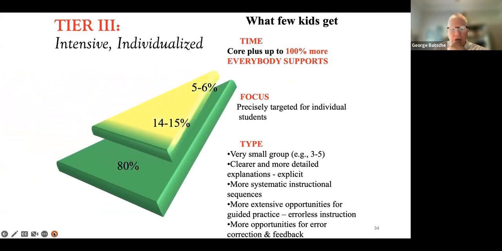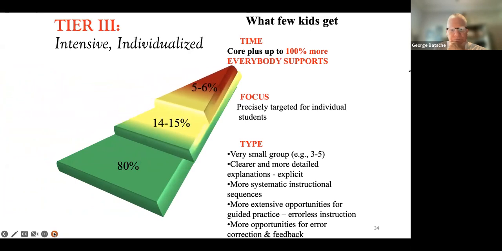Tier 3 is the most intensive. Most schools don't have the resources to provide tier 3 instruction to more than 5-6% of the students in the building. These are very small groups. And remember, for tier 3, we don't want to do individual instruction except in rare occasions. Kids learn better and faster in very small groups than with one-to-one instruction. So we might have to have up to 50% more time.